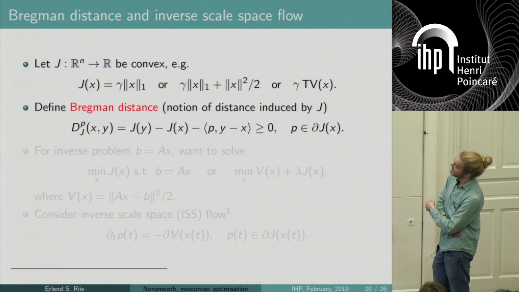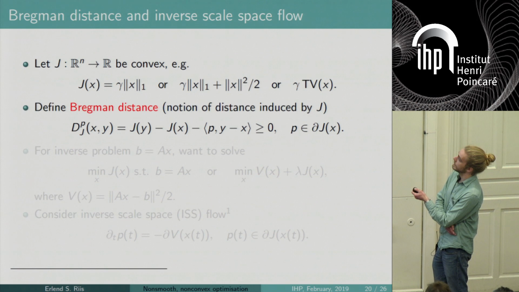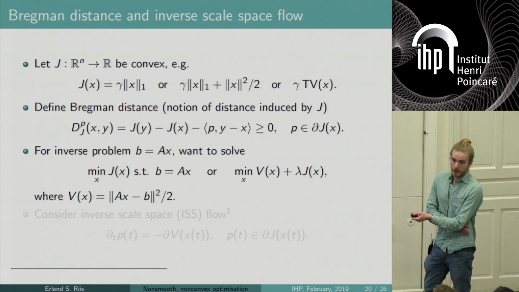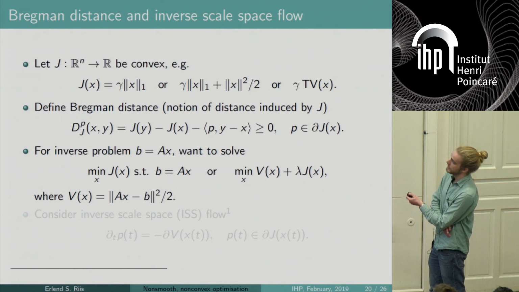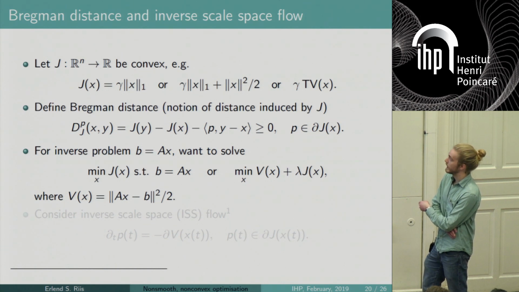The Bregman distance, which is a notion of distance induced by the function J, is defined accordingly and satisfies some of the properties of a distance measure, such as non-negativity. The motivation for considering the inverse scale space flow is partly to solve problems such as an inverse problem where you want to choose the optimal solution given a function J that you also want to minimize. For example, if you're looking for a sparse solution, or also a more well-behaved algorithm for solving a regularized problem.